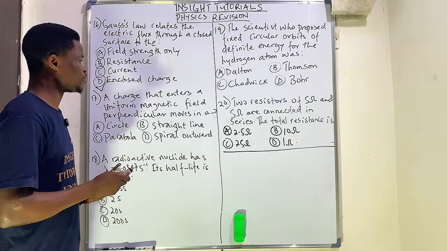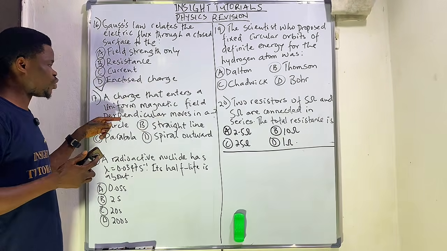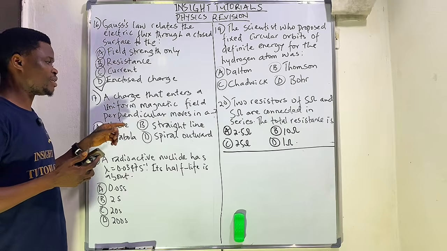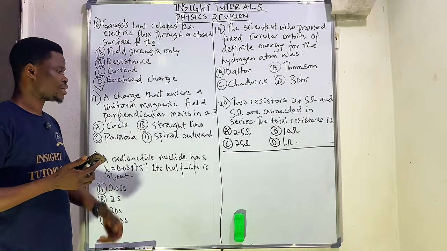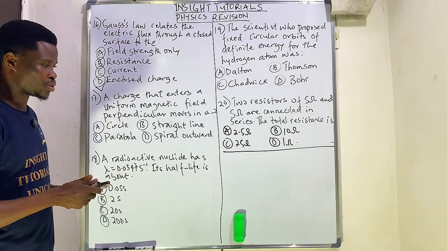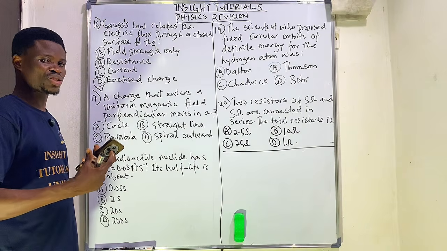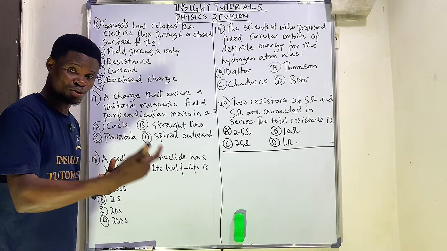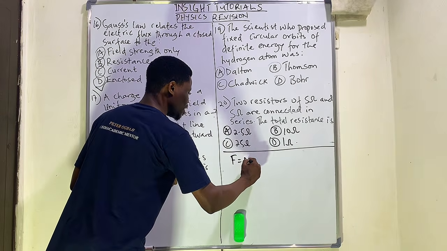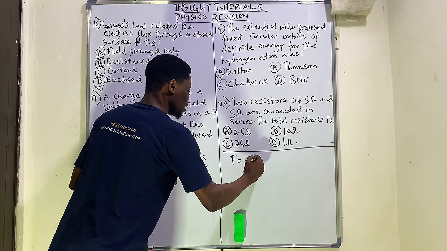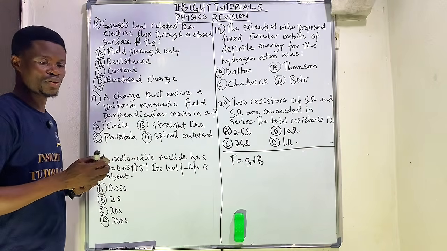All right, we're given a question that says a charge that enters a uniform magnetic field perpendicularly moves in A says circle, B says straight line, C says parabola, and D says spiral outward. First, let us write out the force that acts on a charge that moves. The force that acts on a moving charge is given as the charge times the velocity times what? The magnetic field.